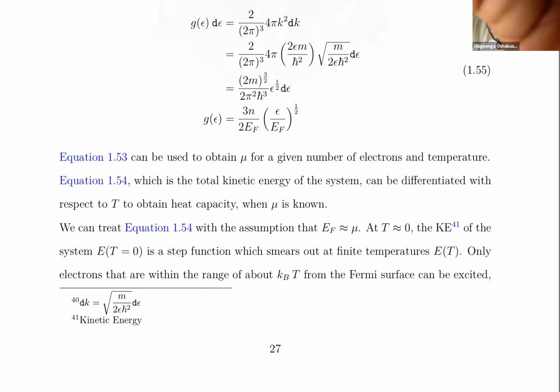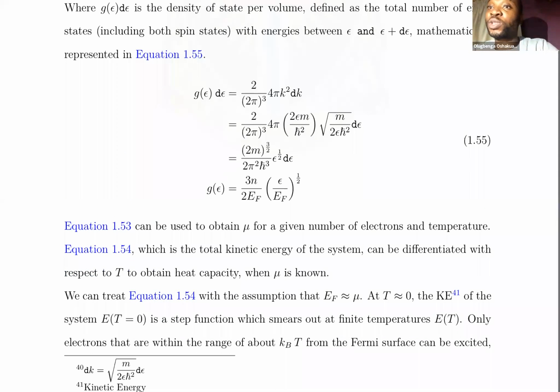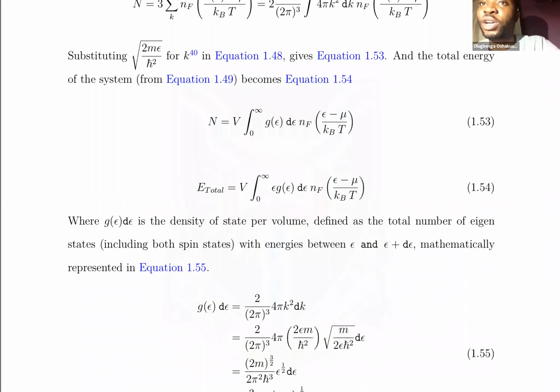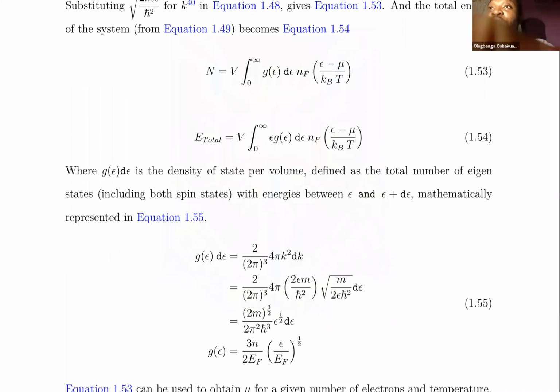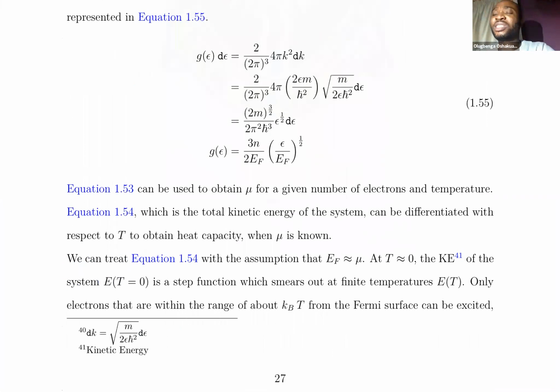So we can treat equation 54, which tells us the total energy of the system, with the assumption that when the temperature is almost zero, the Fermi energy is approximately the chemical potential. This is a good assumption to me. And with that assumption, it can help us to estimate the energy of the system at finite temperatures.